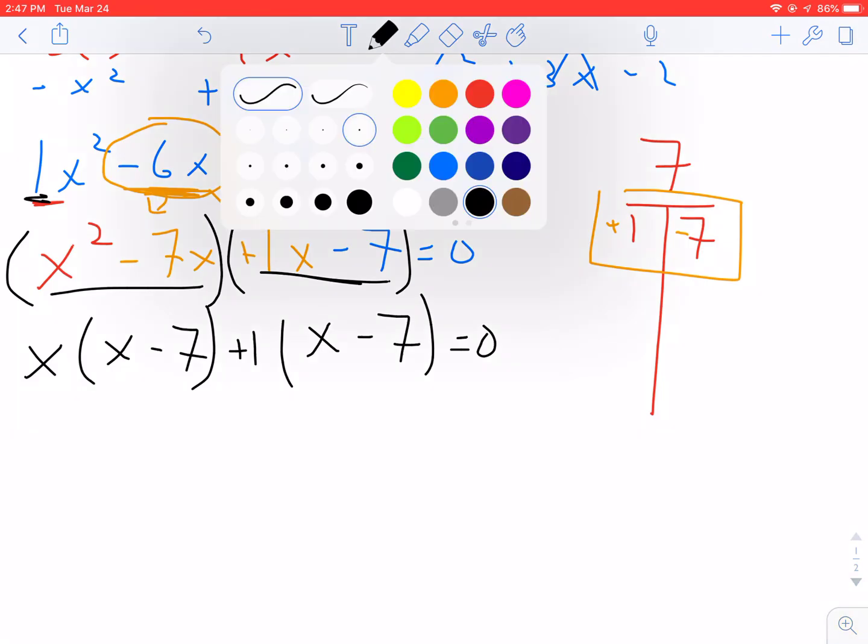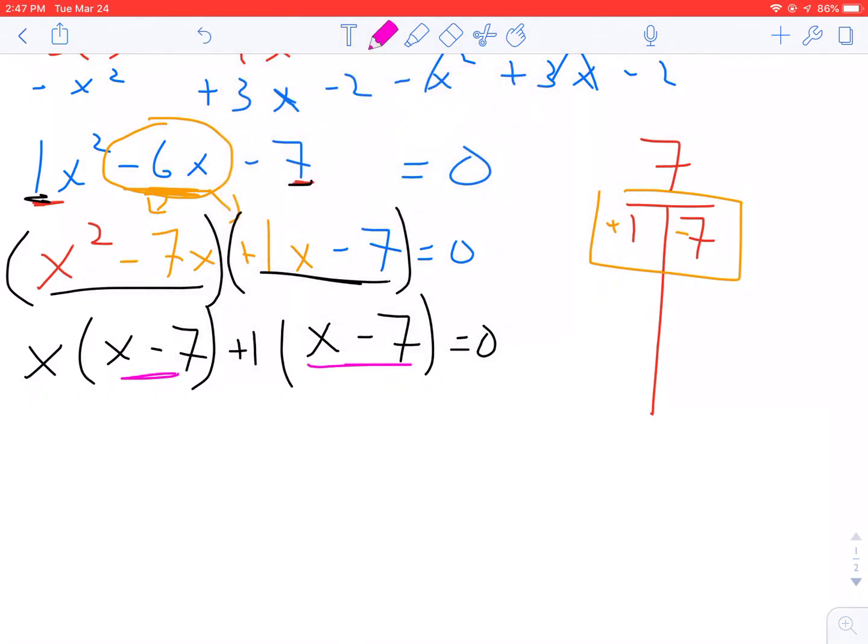At this point, you need to check. Does this and this match? If it does, it's perfect. That means you're on the right track. If it does not match, you made a mistake. What's left over after we factor out this x minus 7 is x plus 1.